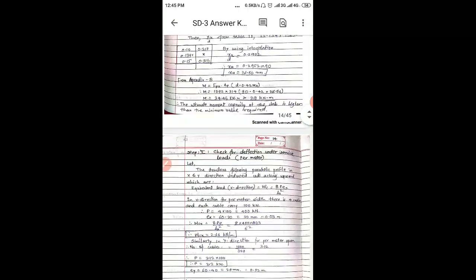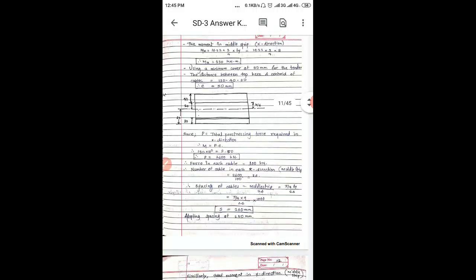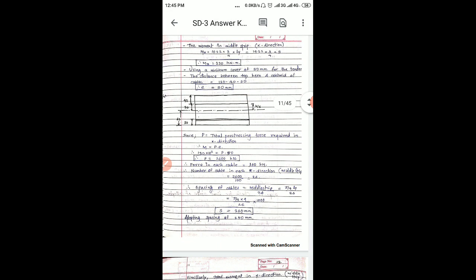In x direction, per meter width, there are 4 cables and each cable carries 100 kilonewton. So 4 into 100, the total force in 4 cables is 400 kilonewton. EX, the eccentricity, we have calculated here, just give me 1 minute.